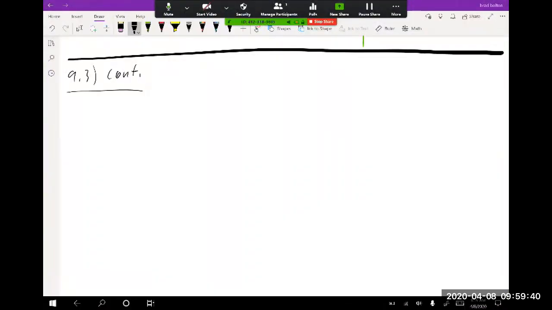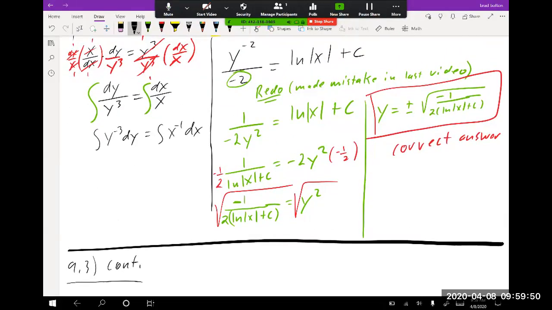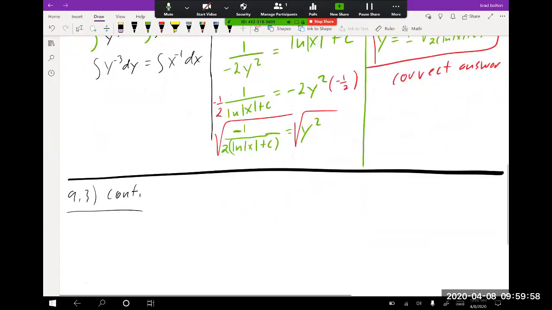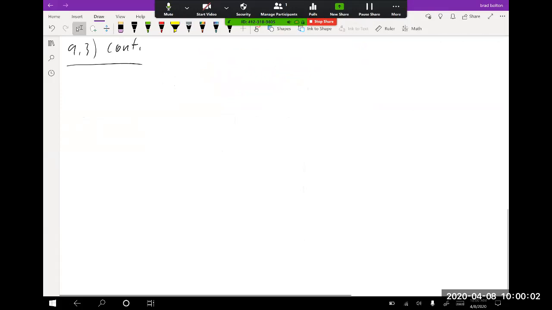Okay, you guys, so let's continue on with chapter 9.3, separable differential equations. Just so you guys know, I made a mistake. I forgot to write the 2 right here in the previous problem that I had finished the last video with. So I just fixed it. The correct answer is now listed. I did that fix for you guys in green right there, okay? So let's start with 9.3 continued. We're gonna move forward.